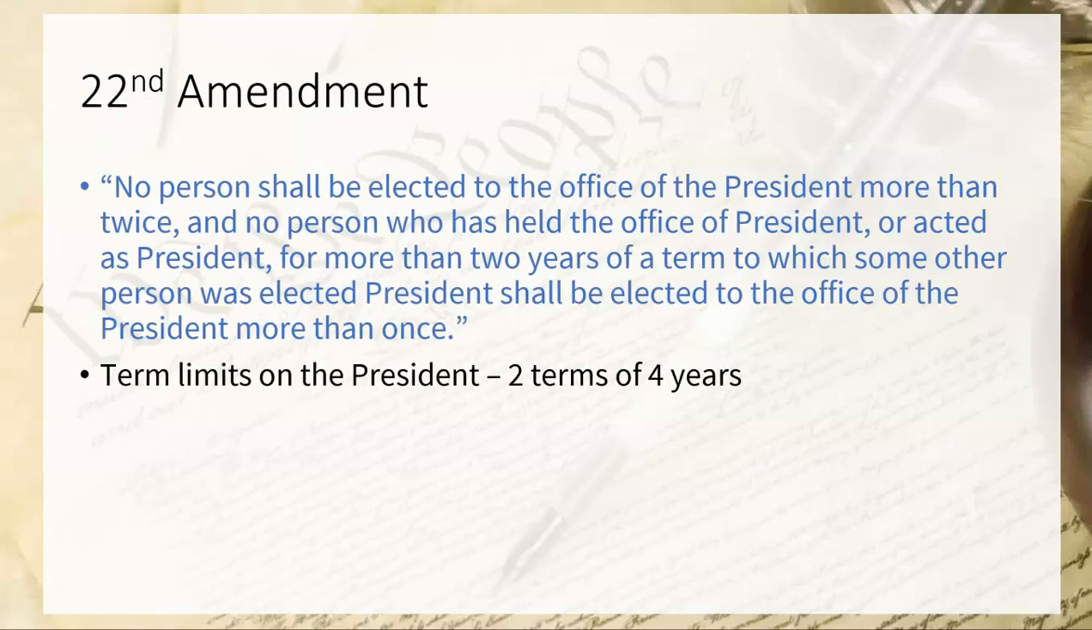Previously, presidents had just stepped down after 2 terms. That was a precedent set by George Washington. George Washington only served 2 terms. Most presidents after George Washington also only served 2 terms. But there were no official limits in the law put on the office of president.